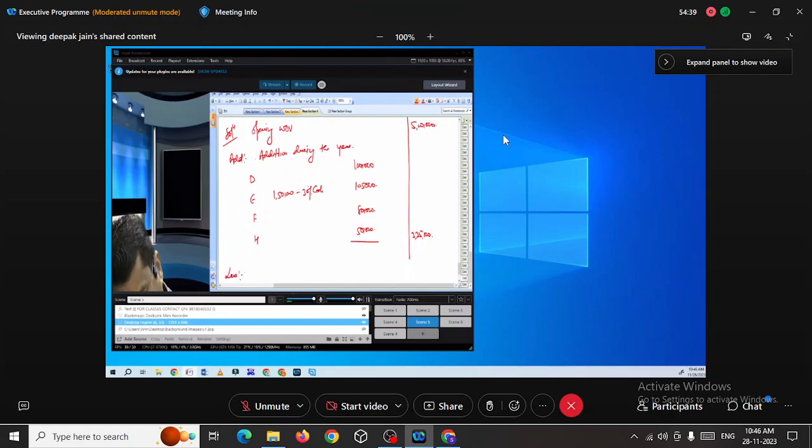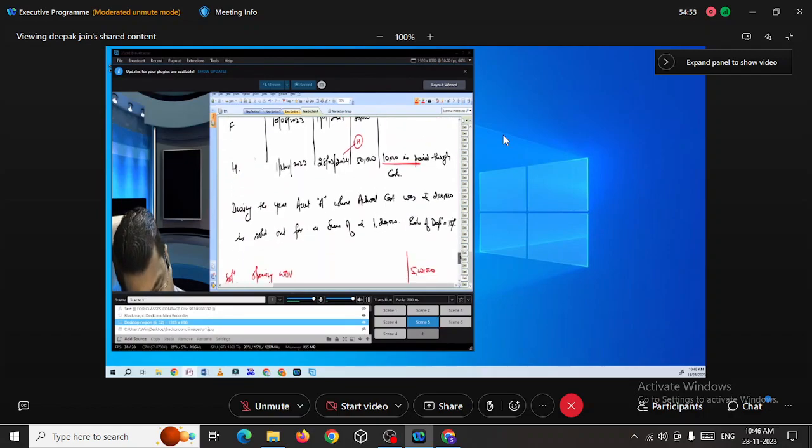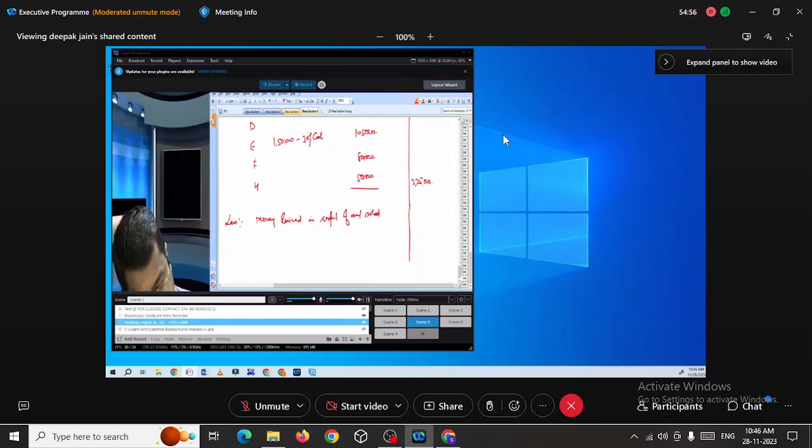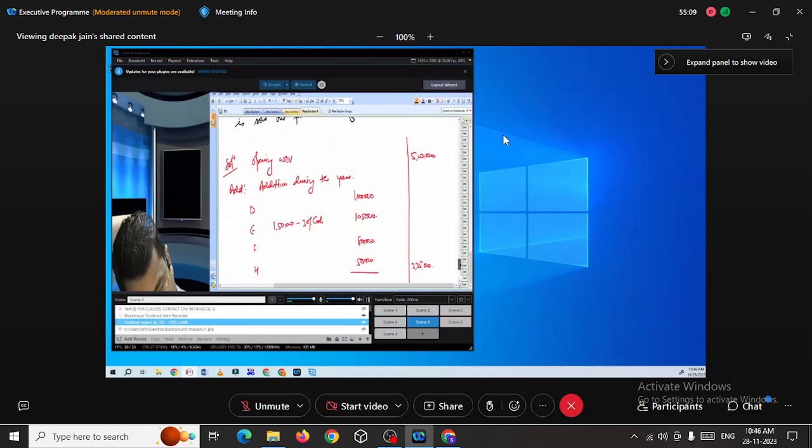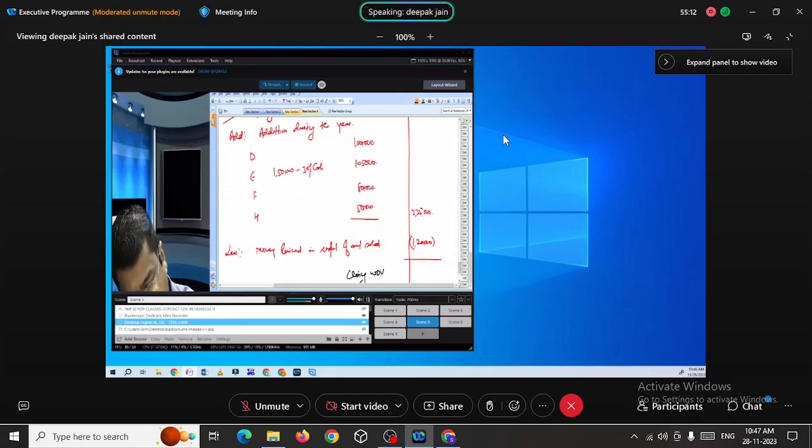Less money received in respect of assets sold. How much? 1,20,000. So balancing figure is my closing WDV. 5 plus 335, 7,15 सर 7,15 minus 120, 7,15,000.